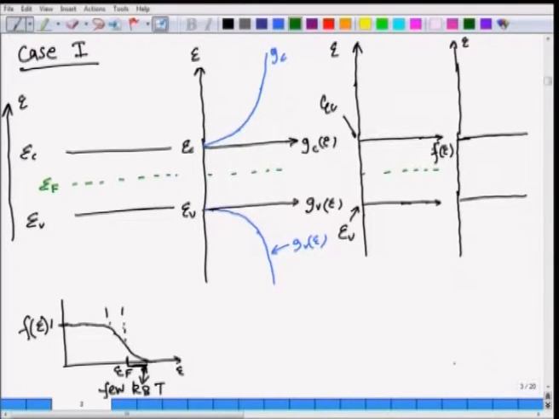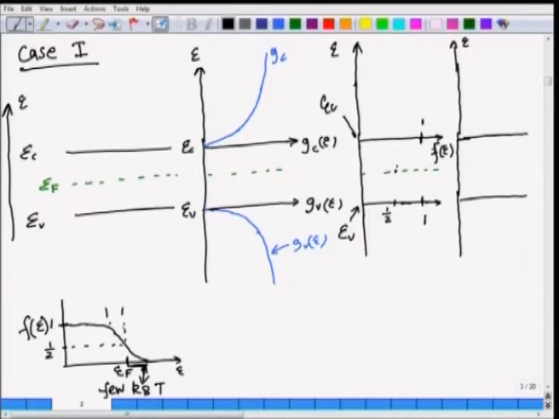Let us take this value as 1. So, this value is 1, and this value somewhere here would be half. Somewhere here is the point where the value of this function becomes half. I am plotting f of E on this axis, so right here is the value 1. You know that this function becomes half at EF, when E is equal to EF.